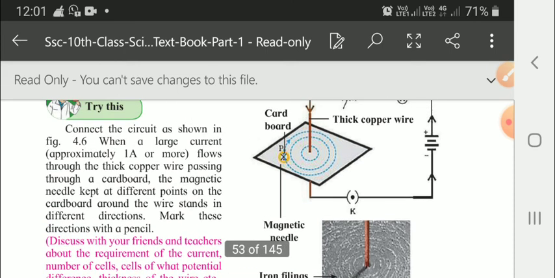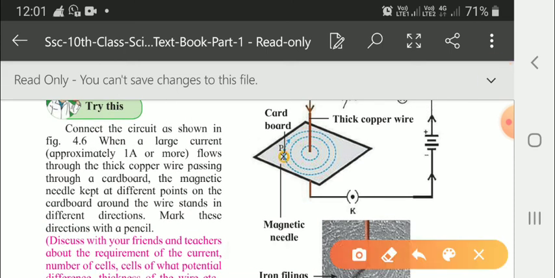See children. We can see here, this is the magnetic needle kept here. So we will see the deflection in the magnetic needle. Now the direction of current which is shown in the figure, we can see in a different way also, how the direction is shown in a conventional way.